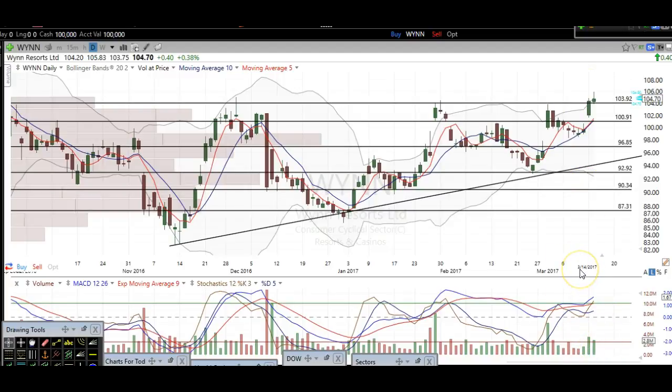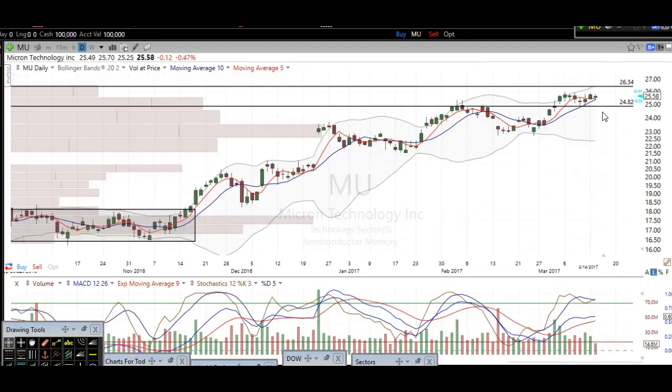So nice look here on Wynn, and this level is going to be a support level now. So right around 104 to 103 is going to be that level of support that you want to look for on Wynn. The next one we're going to take a look at is MU.